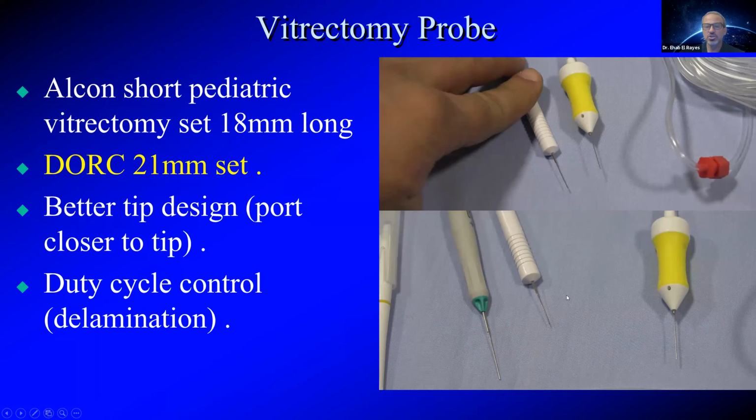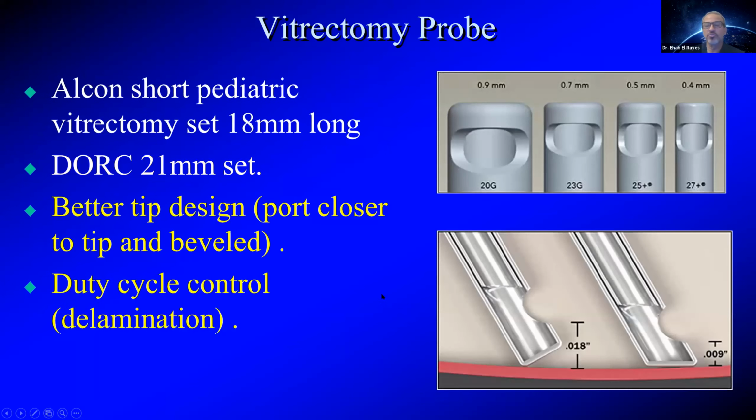Not just the gauge or the shortness, but also the configuration of the tip. The closer you come to the tip, the better you can do delamination inside the eye. And this is also nicely shown with the new Alcon probes, which usually have a beveled tip, so you can come close to the membranes, 0.09 compared to 0.18, which gives you better access to shave or remove membranes off the retinal surface directly.